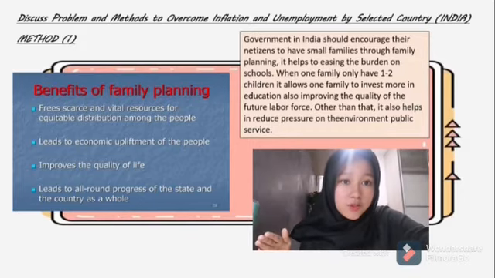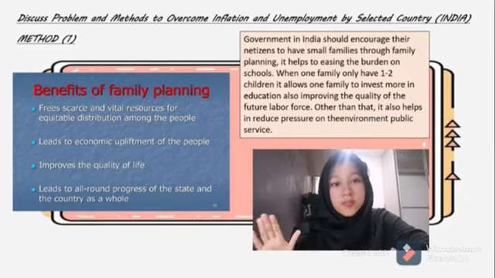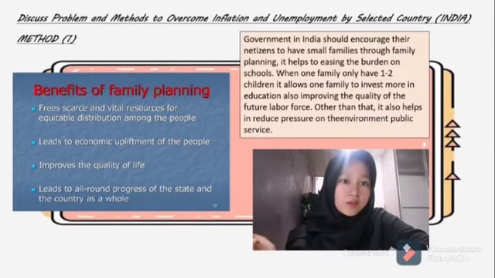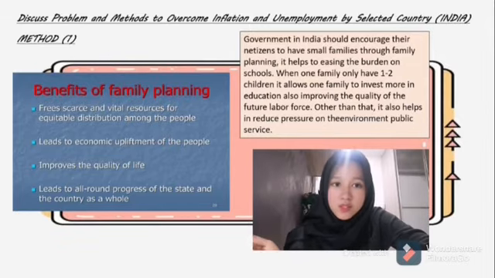If population growth is unsustainable, are there any humane ways to limit it? Yes, there is always a way to overcome such a problem. Firstly, we can promote family planning. The government in India should encourage the netizens to have small families through family planning. It also helps to ease the burden of school.